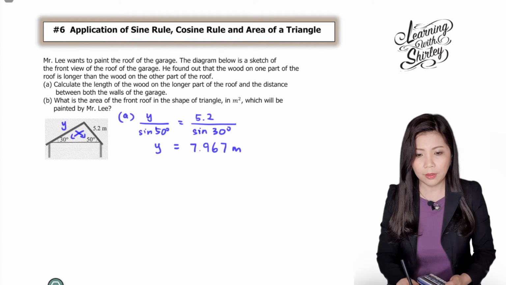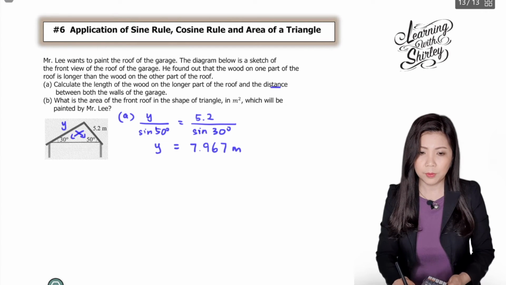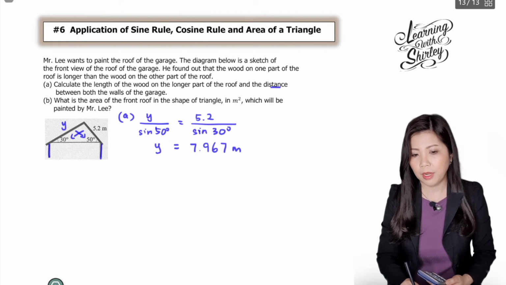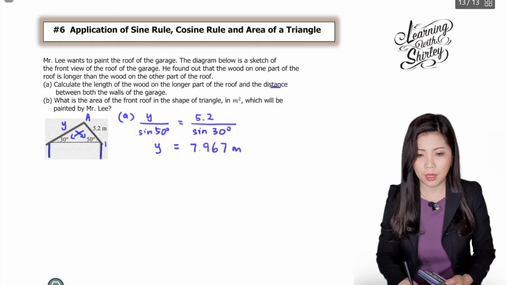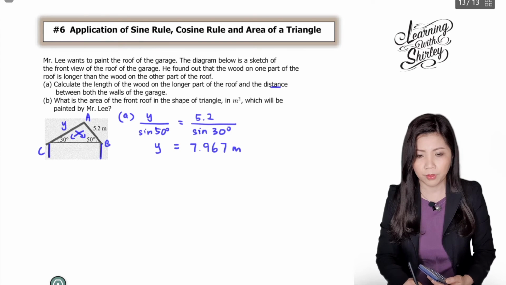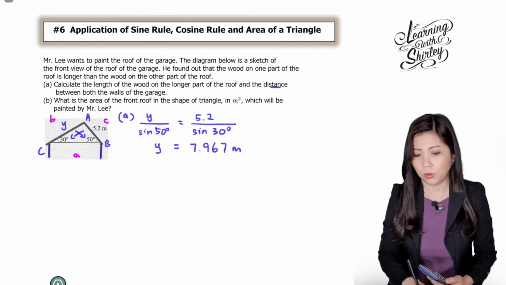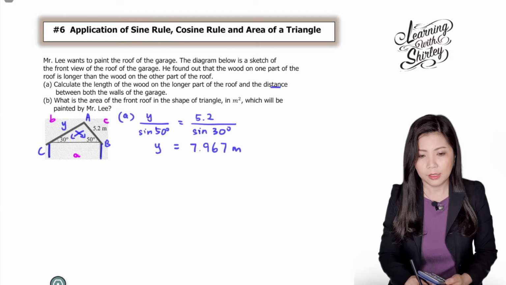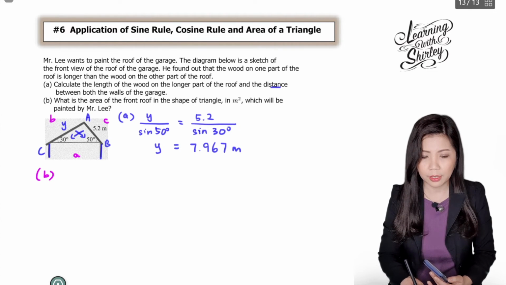So next one, I'm going to find the distance here. The distance between both the walls of the garage, which means the distance from here to here. So I'm going to label the triangle as ABC, and then I'm going to use the cosine rule. Therefore, I have to label the sides. Here is side A. This is side B because it's opposite of angle B, and this is side C because it's opposite of angle C. So I'm going to use the cosine rule to find the distance between both the walls.